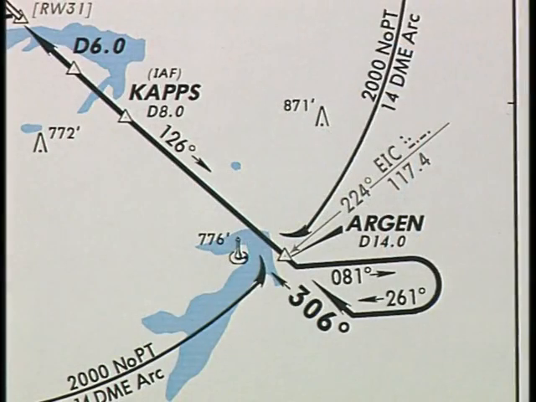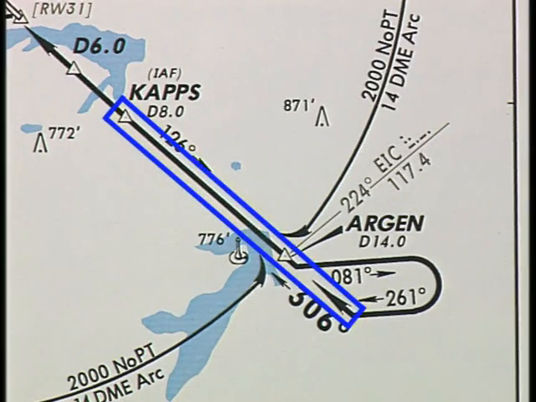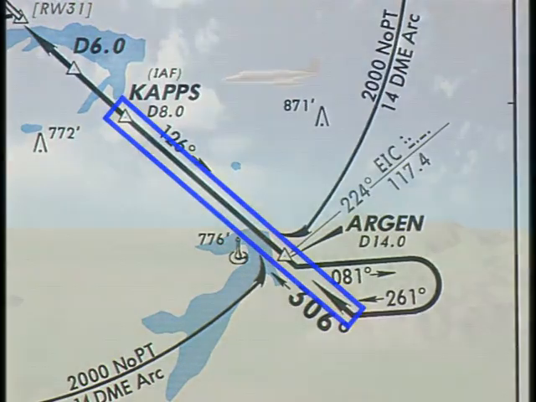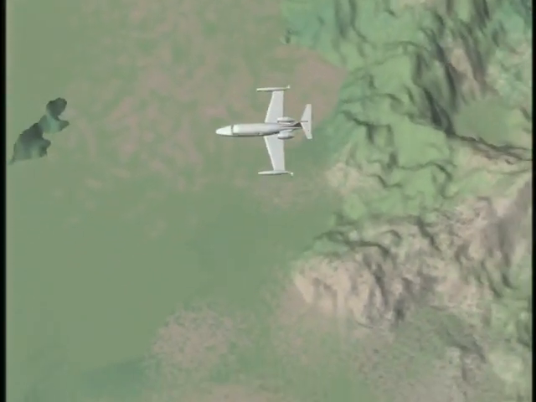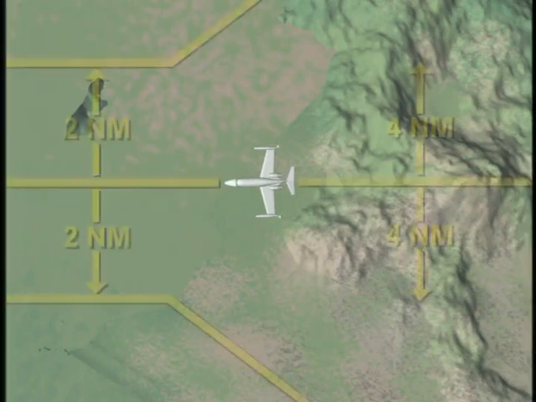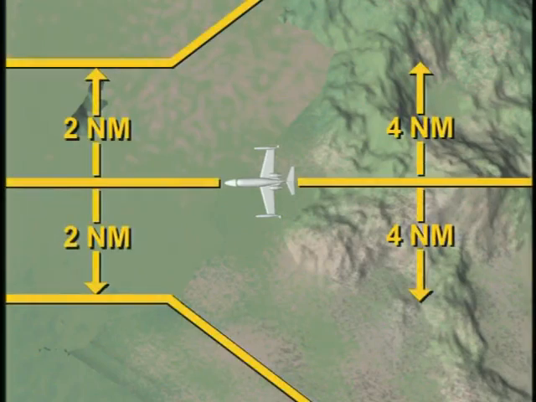The next segment of an approach is the intermediate segment. It may begin at an intermediate fix, IF, or when you are aligned with the final approach course after flying the DME arc or the procedure turn, and ends at the final approach fix. While flying the intermediate segment, you have a minimum of 500 feet of obstacle clearance. The width of this segment tapers from 4 nautical miles on either side of the course at the start of the segment, down to as little as 2 nautical miles at the final approach fix.